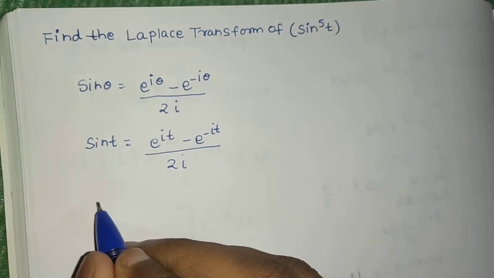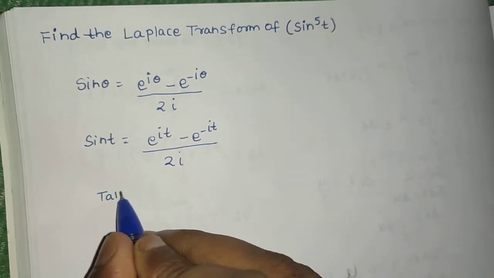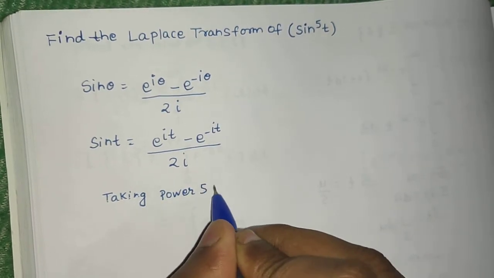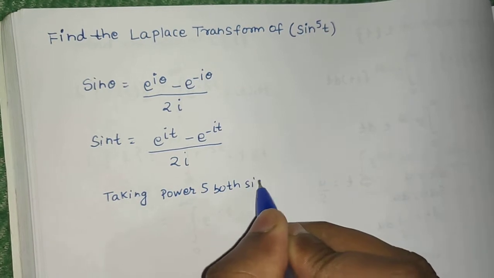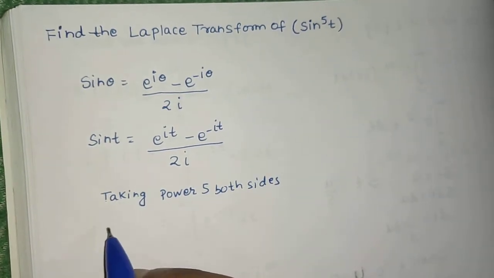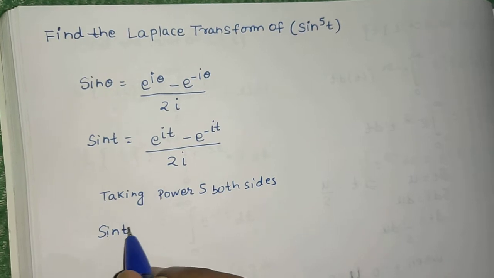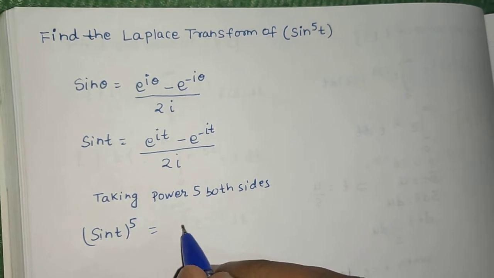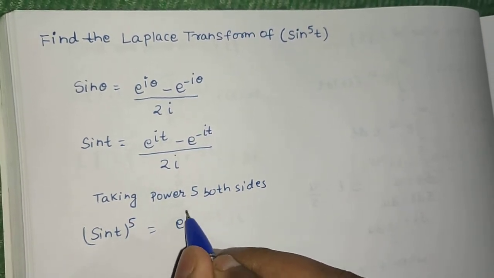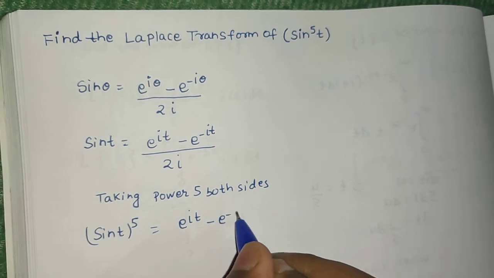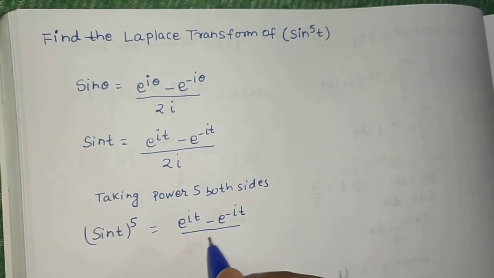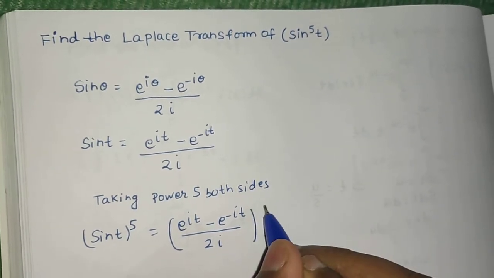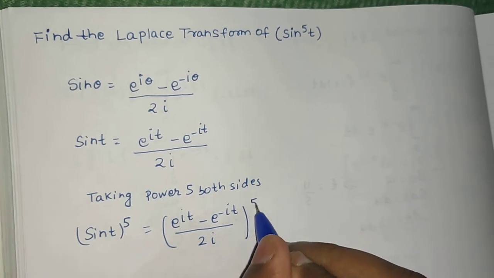Now taking power 5 both sides. So you will get sin t power 5 equals to e power it minus e power minus it divided by 2 iota. Sometimes I say this as I, so please take that into concern. Now this is power 5.